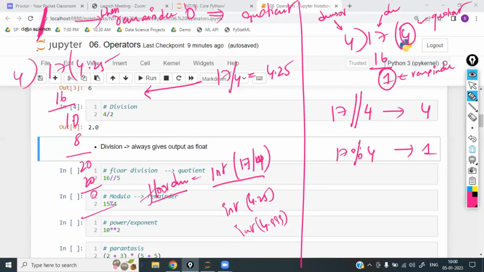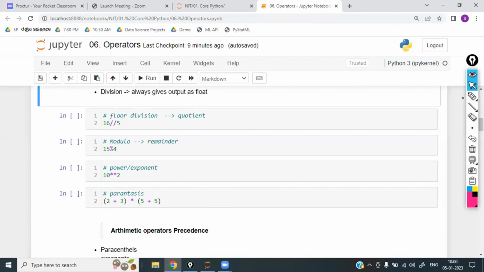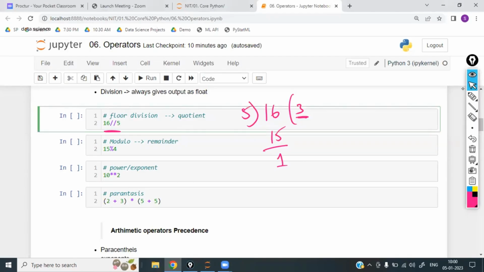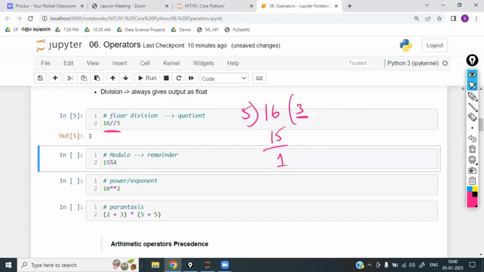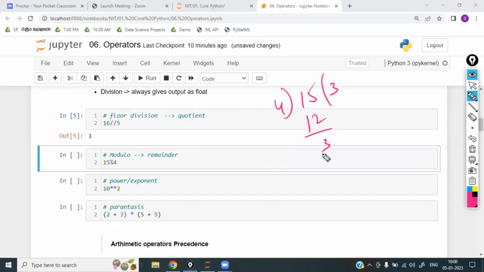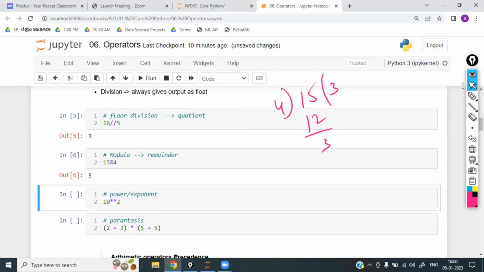Is that clear? Now, here 16 by 5. 3 times 5 is 15 and the remainder is 1. The floor division output is the quotient value, so it is going to return 3. And modulo of 15 by 4: 4 times 3 is 12, and the remainder is 3. So you are going to get the remainder as 3.